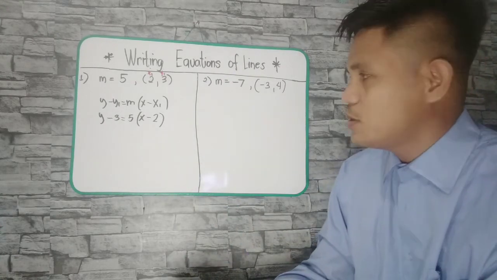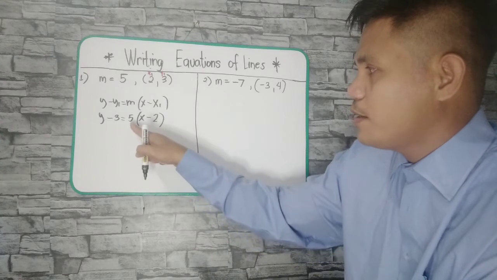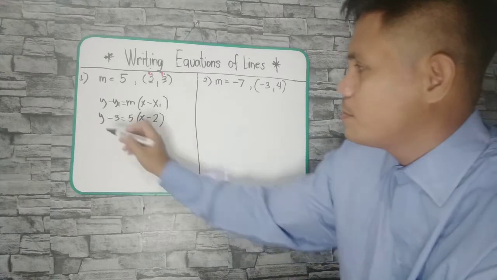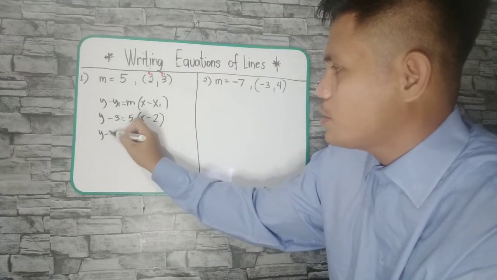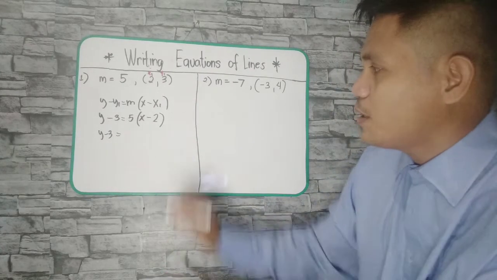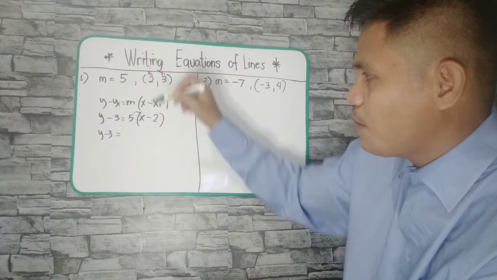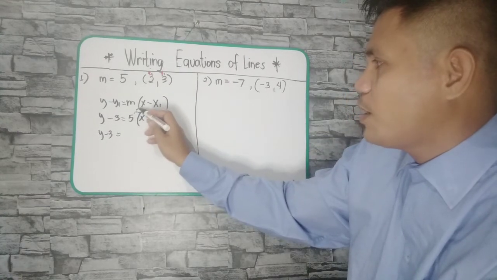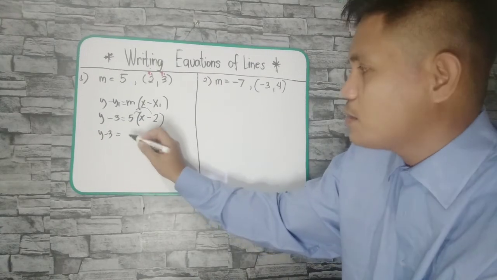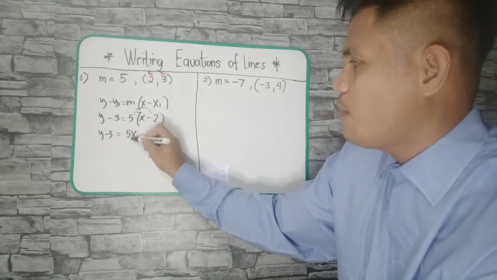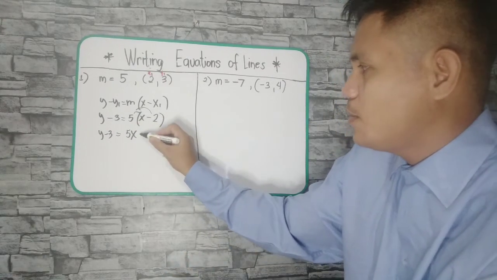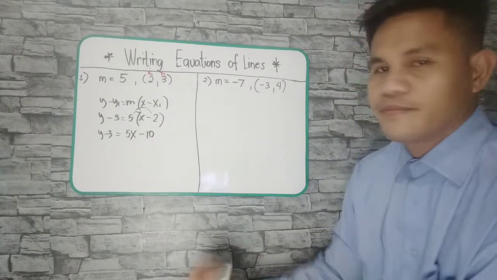Now we're done with substituting. Let's multiply this 5 and the binomial x minus 2. Copy first y minus 3 equals. Using the distributive property of multiplication, let's multiply 5x and followed by 5 times negative 2. Let's start with 5 times x. So 5 times x is simply 5x. And then 5 multiplied by negative 2 will give you negative 10.